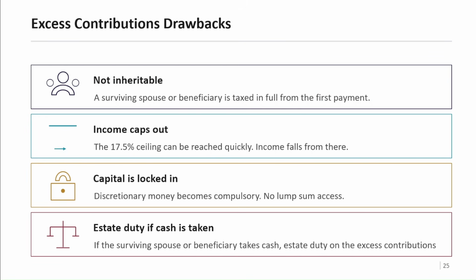And there can still be a state duty on the cash if the spouse or surviving beneficiary decides to take the excess contributions back as a cash lump sum. It still stays in your estate for state duty. So you don't get away from a state duty if the beneficiary decides to withdraw the excess contributions and doesn't keep it going in the annuity. So you can't win both ways. You don't get it estate duty free and income free. You're going to get one or the other.